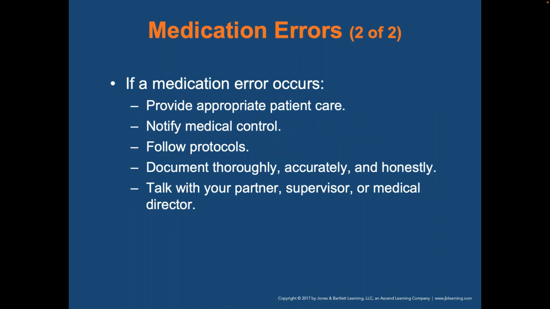If a medication error does happen, provide appropriate patient care, call med control, let them know what happened, and you're going to follow local protocols. You need to document thoroughly, accurately, and honestly, and talk with your partner, supervisor, or medical director. The supervisors have to know, your chiefs have to know if there's a medication error, right? And please do not lie about it, okay? Document what happened. All right, this provides opportunities to learn. It also identifies areas to target during quality improvement.